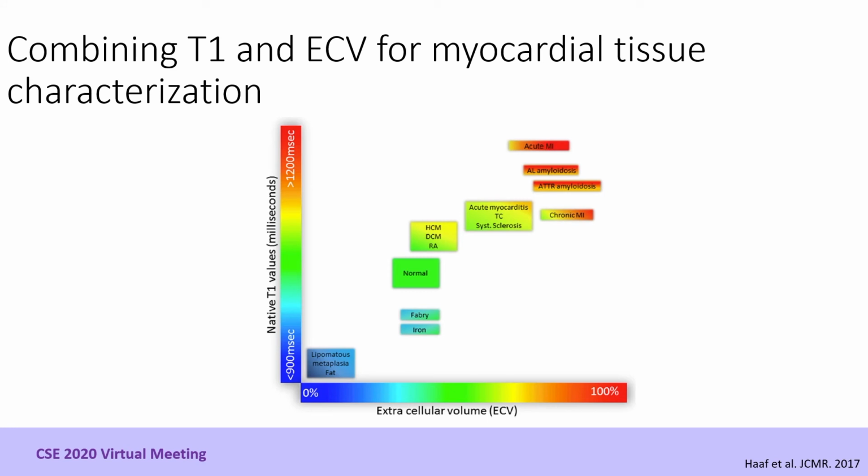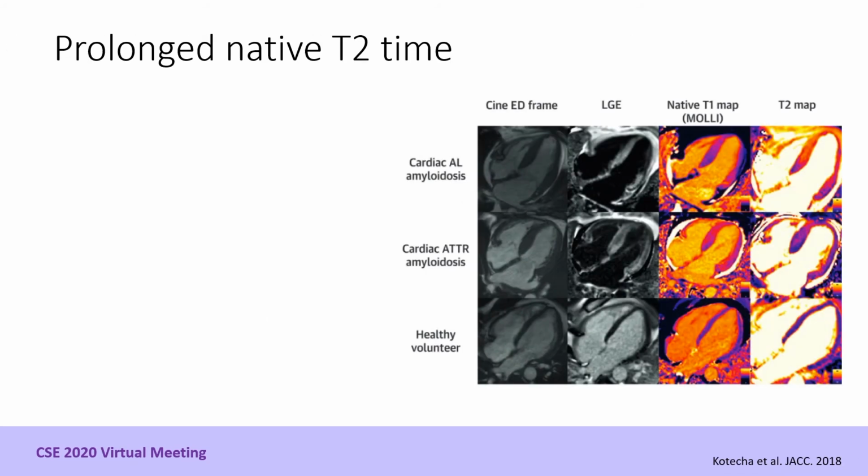Combining the native T1 and ECV values can help characterize the myocardial tissue. As you can see, there are a few cardiac conditions that have markedly prolonged T1 and markedly expanded ECV values other than cardiac amyloidosis. Prolonged native T2 time has also been identified. T2 time is typically prolonged when the myocardium is edematous, and this is very interesting, highlighting that there may be a potential inflammatory component to cardiac amyloidosis.